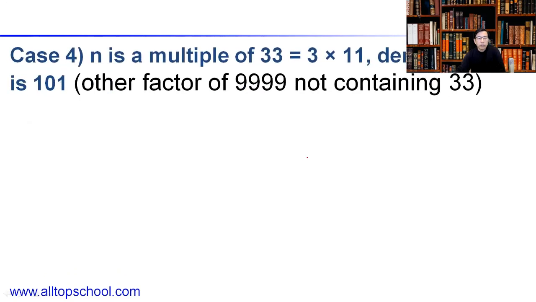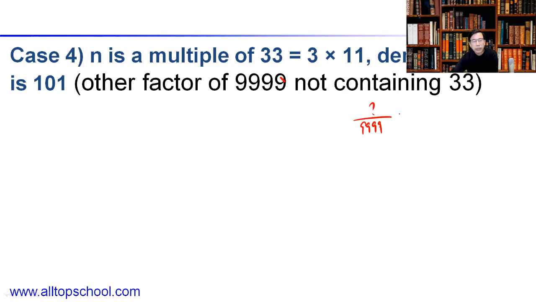So the next one would be case 4. The numerator n is going to be a multiple of 33, a multiple of 3 and a multiple of 11 at the same time. The denominator is going to be something else. For example, originally you're going to get something over 9,999.